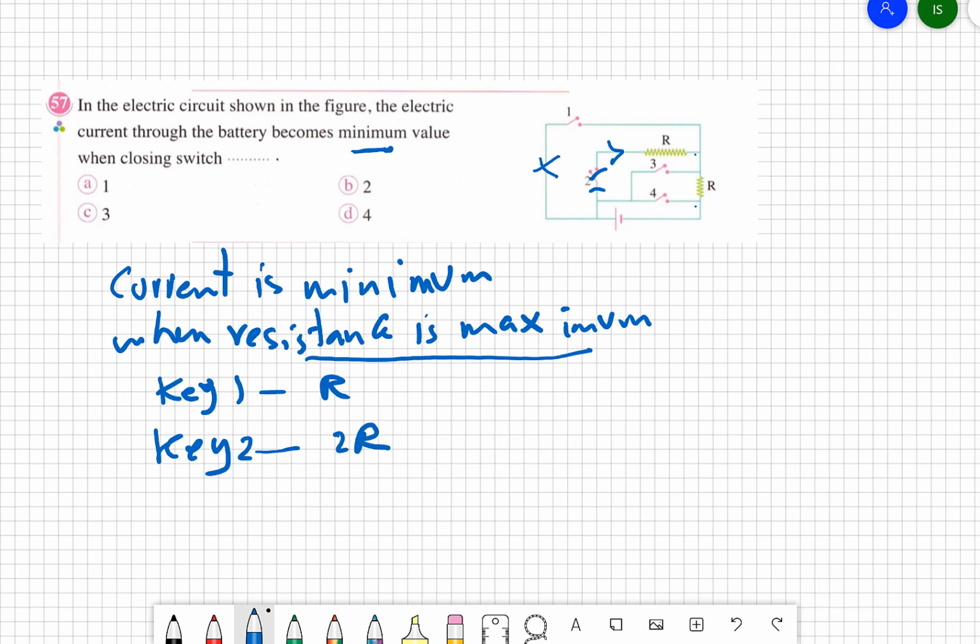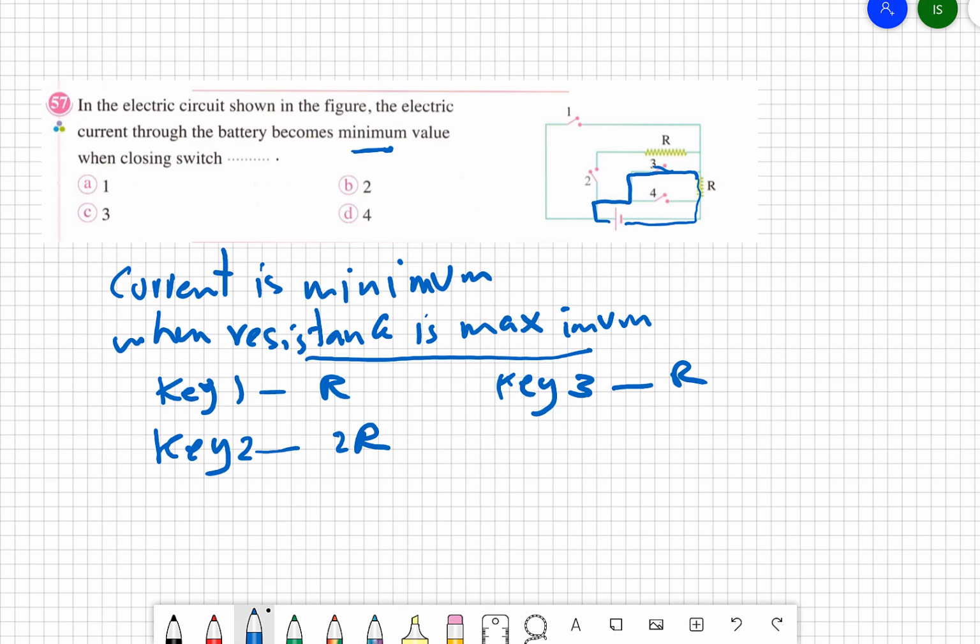Look carefully. Key 2 is here. So the current moves there and returns back, right? It cannot move through here or there. Let's see key 3 when it is closed. Key 3, close it. The current will move in this direction and the resistance is only R, right?